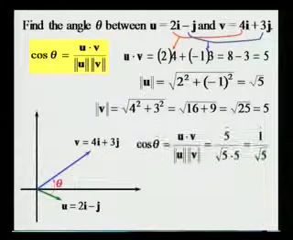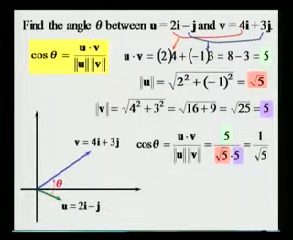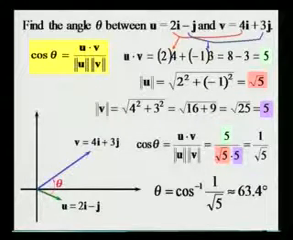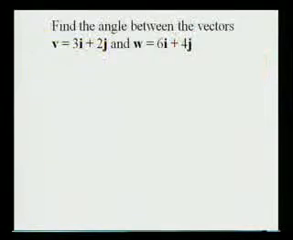So now cos theta is equal to u dot v upon modulus of u times modulus of v. So u dot v is 5, modulus of u is root 5 and modulus of v is 5. So cos theta is equal to 1 upon root 5. So theta is equal to cos inverse of 1 upon root 5, which is approximately 63.4 degrees. So using the dot product of any two vectors, we can find the angle between the vectors very quickly.